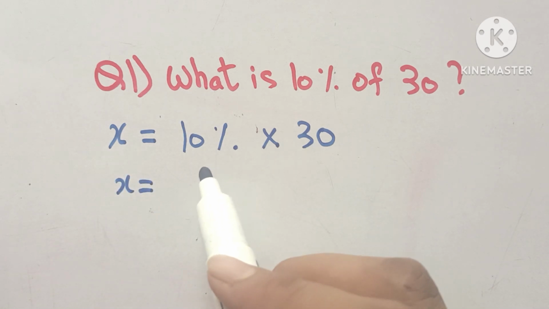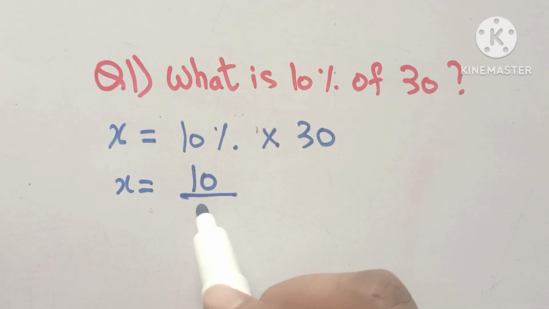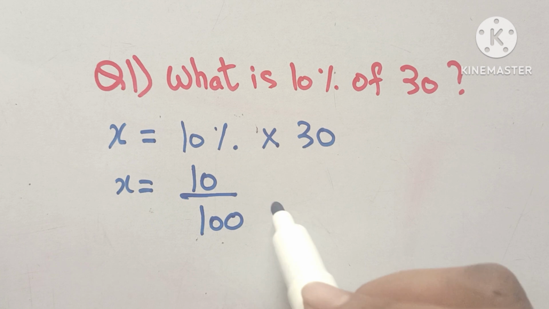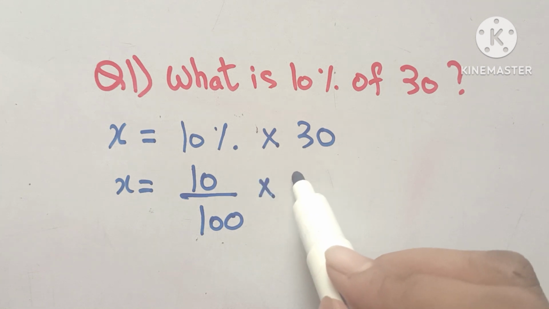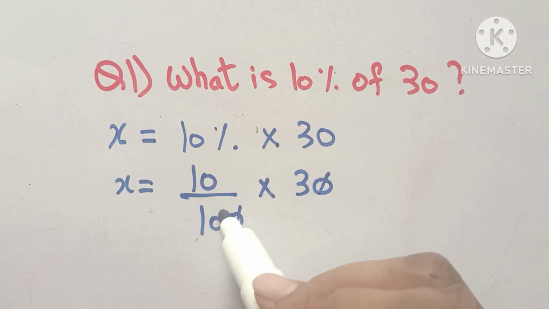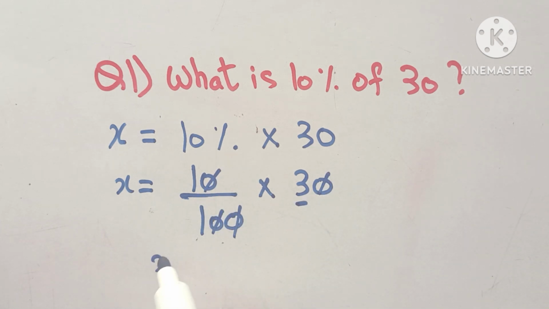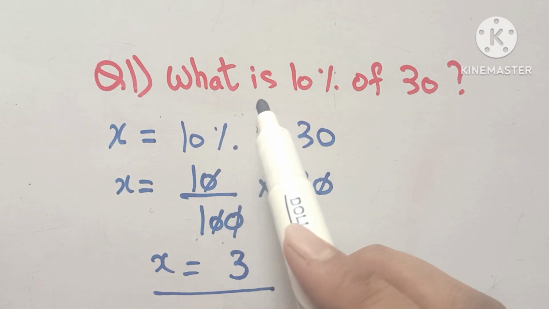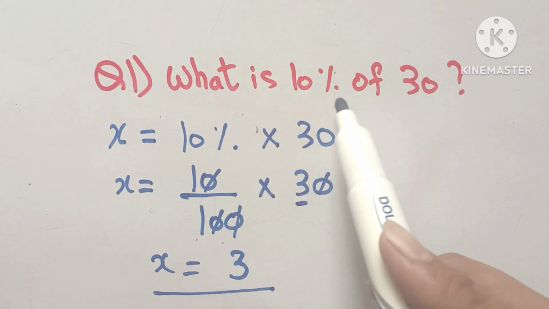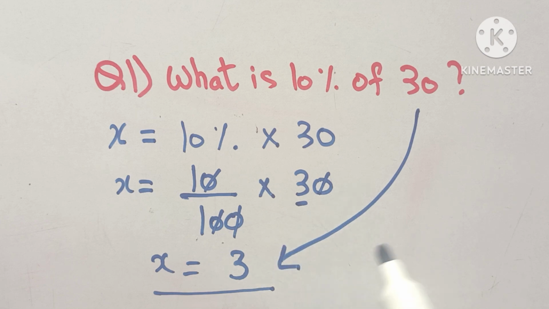X is equal to, change this percentage sign and write 100 in denominator, multiply by 30, cut 0, so we are left with 3. So the answer is 3. So the question was, what is 10% of 30? 10% of 30 is 3.